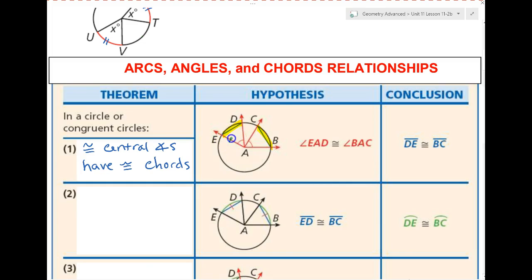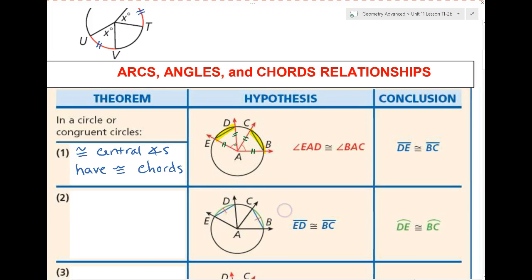So do you guys agree that this is true? Those would all be the same. And we already were told they have congruent central angles. Guys, look at triangle EAD and triangle CAB. What's so special about those 2 triangles? They're congruent by what reason?